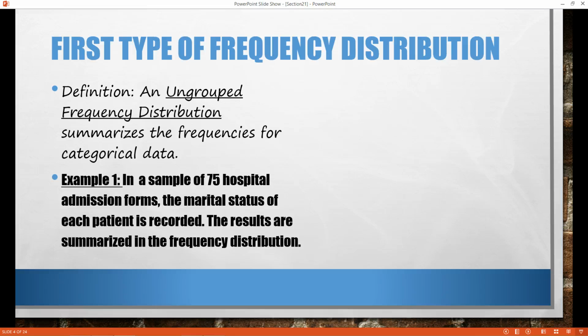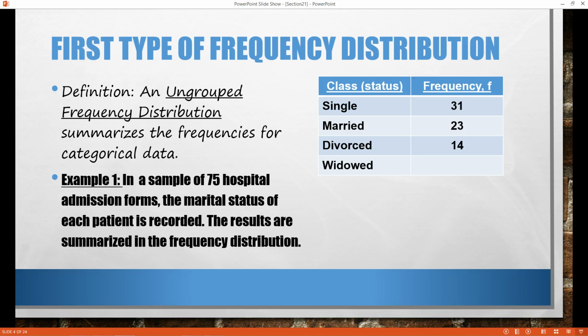Let's take a look at an example of one of these ungrouped frequency distributions. How about this? In a sample of 75 hospital admission forms, the marital status of each patient is recorded. The results are shown in the frequency distribution. So take a look here. What we have is an ungrouped frequency distribution. In other words, there are four classes: one for single, one for married, one for divorced, one for widowed. Four classes, and there we see three of the classes. We know what the frequencies are.